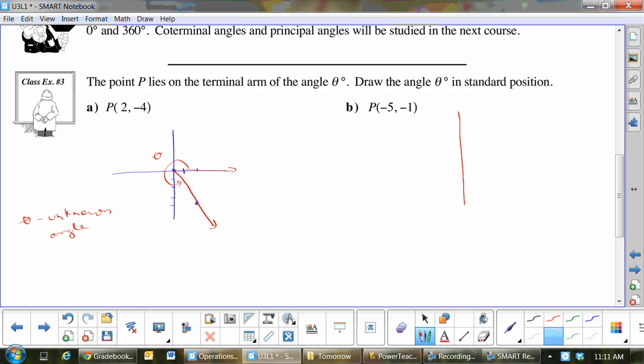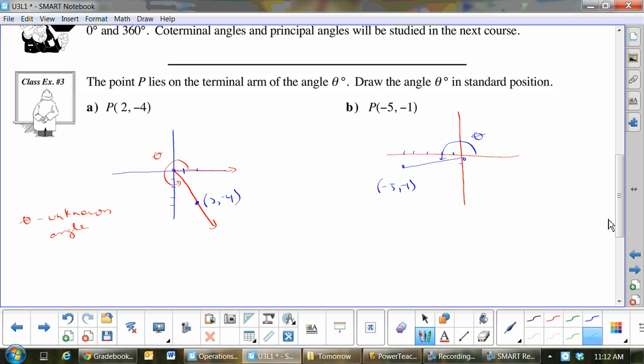Okay, now again, -5, -1. So I draw that quick. 1, 2, 3, 4, 5. Remember, -5 is on that side of the 0. Here's 0, right? And then I'm going to go down 1. So that point would be about there. So we'll draw that. And that is my angle theta. Actually, I'm just going to put this right by the point here. Okay? That's how you'll be able to find the angle. Got it?